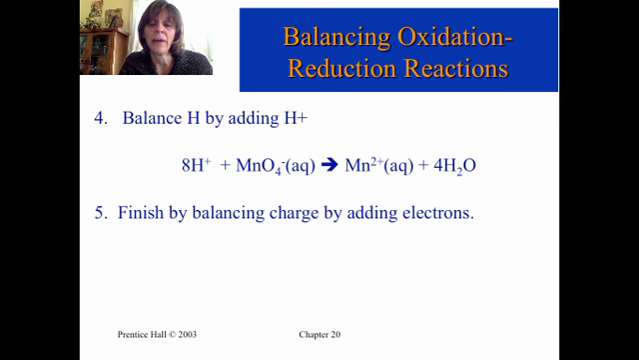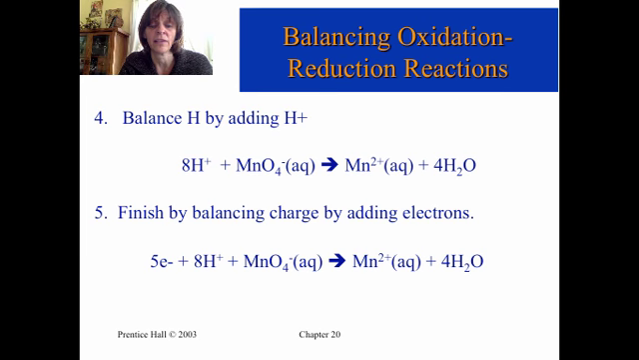Okay, so next we have to balance the charge by adding electrons. Now in this case, we had already determined that this was a +7 and this was a +2. So there's a difference of 5 there. So we'd add 5 electrons to reduce the manganese.